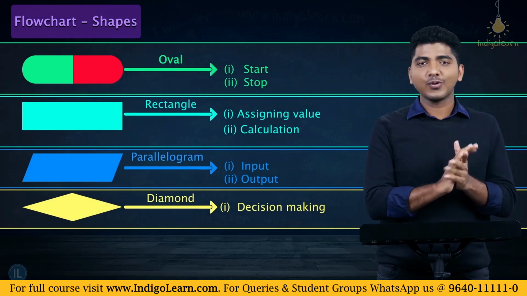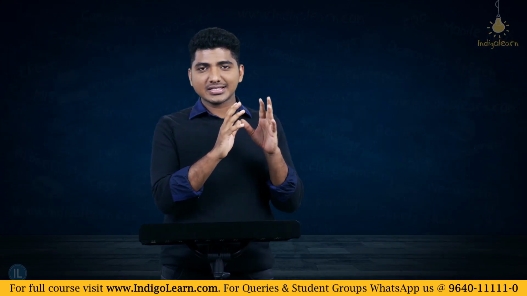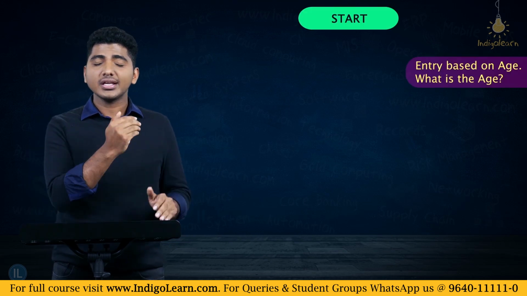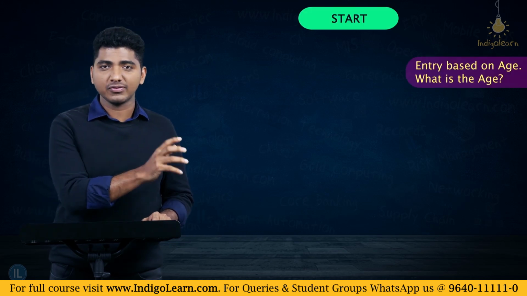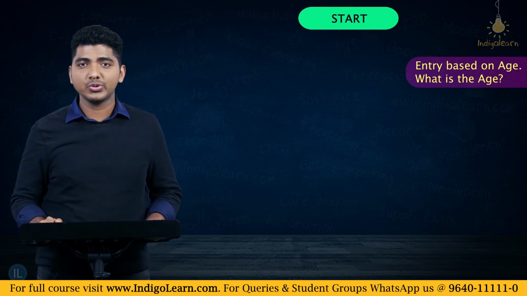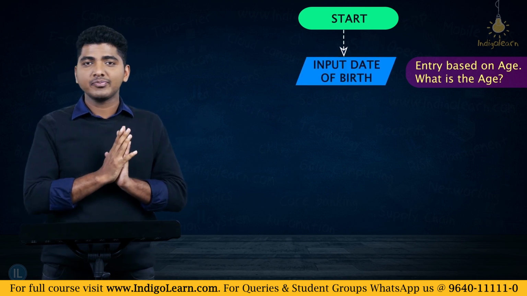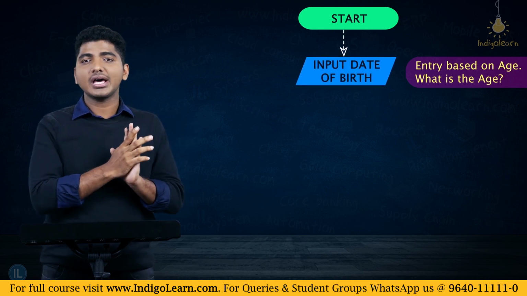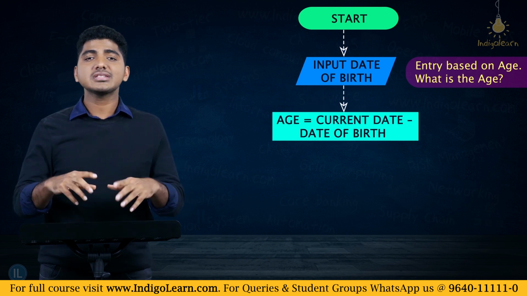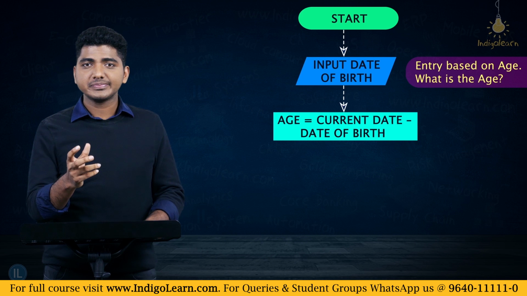Now let us look at the flow chart of this particular scenario. How will you start? You will start by writing start in an oval shape. What is the next step? The next step is input date of birth. Whenever you are saying input date of birth, which shape are you going to use? If there is an input, you are going to use a shape called a parallelogram. So the second step is done. What is the next step? You need to compute what the age is. So how are you going to compute?